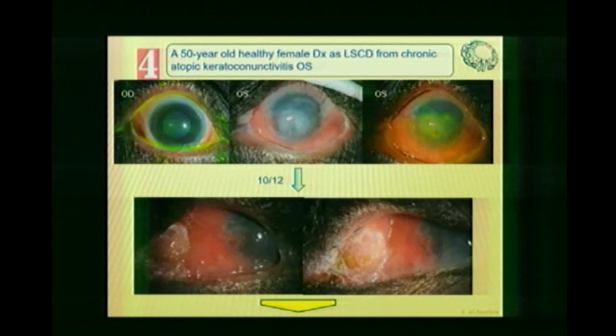Anyway, another masquerading case is this young patient. She's 50 years old, she's healthy. This is her right eye picture, and she kept on following because of long-standing chronic inflammation, and she was diagnosed as atopic keratoconjunctivitis in the left eye. Look at it, with severe limbal stem cell deficiency. You can see it with the fluorescein.